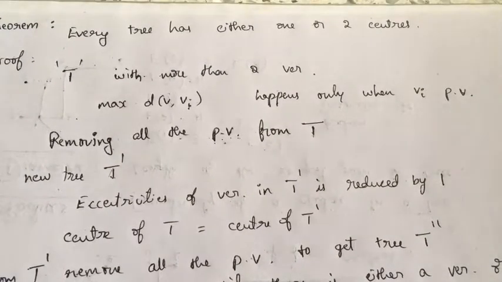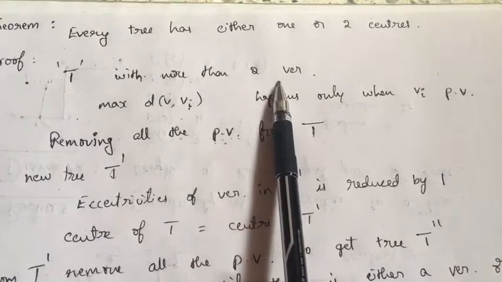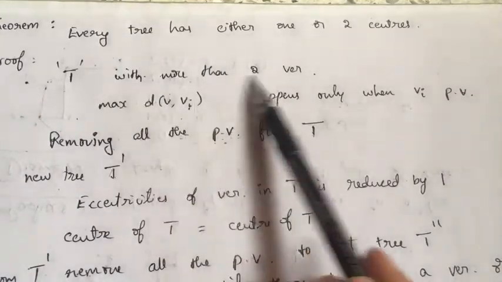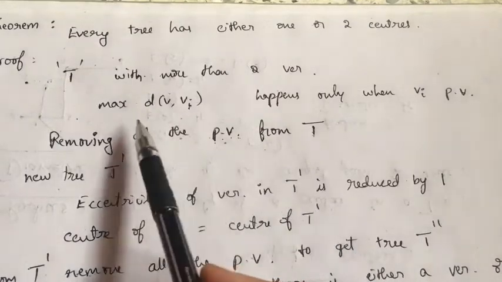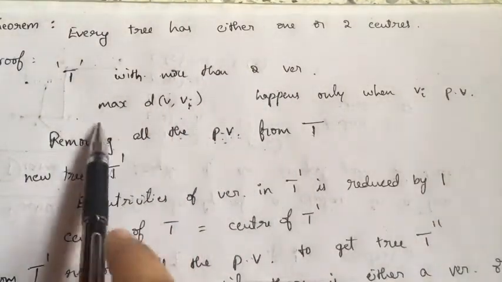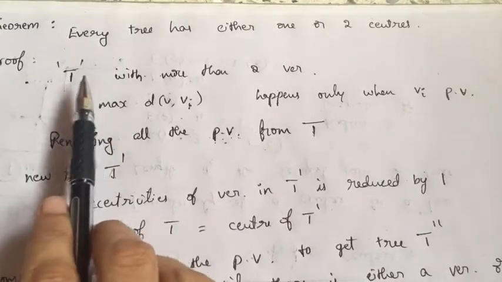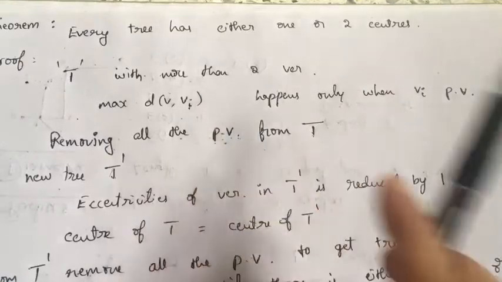I'll explain once again. I have to prove every tree has either 1 or 2 centers. I consider a tree T with more than 2 vertices.